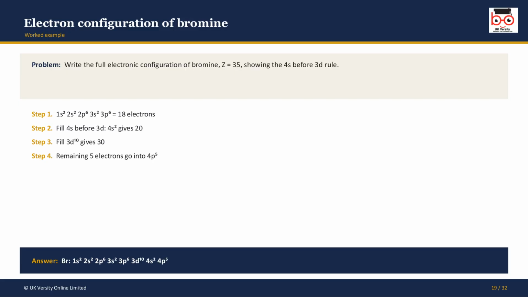Bromine, with 35 electrons, is a good test of that 4s before 3d rule. Start by filling up to argon. 1s2, 2s2, 2p6, 3s2, 3p6, that's 18 electrons. Next comes 4s2, taking us to 20. Then the 3d fills with 10 electrons, giving 30. The remaining 5 electrons go into 4p, so 4p5. Written out, bromine is 1s2, 2s2, 2p6, 3s2, 3p6, 3d10, 4s2, 4p5.